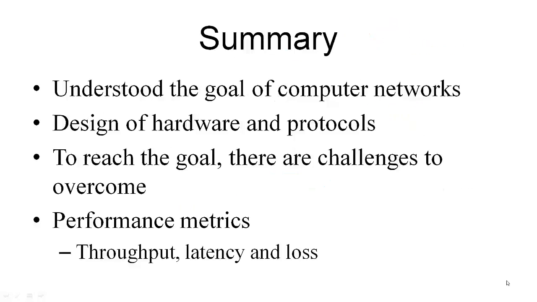So in this video, I mentioned the goal of computer networks. And to reach this goal, there is a lot of work in designing better hardware and designing protocols, and there are many challenges to overcome also to reach this particular goal. We talked about the trade-offs involved, the backward compatibility problem, and so on and so forth. And whenever you design a protocol, you need to measure its performance, and this performance is often measured in terms of throughput, latency, loss. There are many other metrics, but these are some of the popular ones. Now that we know the goal and the issues involved, we are ready to tackle computer networks.